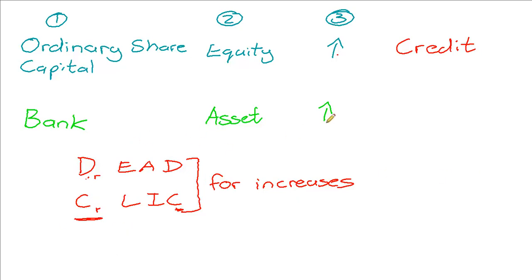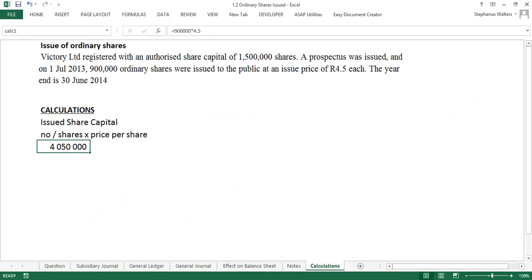Right, then we've got an asset that increased, and you should already know, well, if that was a credit, this is going to be a debit. But just to double check: debit expenses, assets, and drawings for increases. So this is correct. This is going to be a debit. Perfect. So we can go back to our information, and now we can process this in our subsidiary journal.